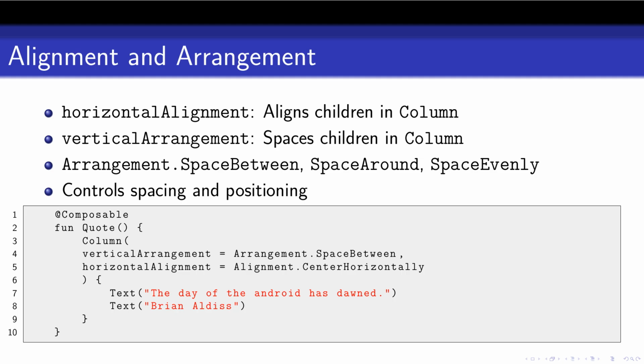To further refine layouts, horizontal alignment and vertical arrangement come into play. These properties control how child elements are aligned and spaced. Compose offers predefined arrangements like SpaceBetween, SpaceAround, and SpaceEvenly to help you fine-tune positioning.